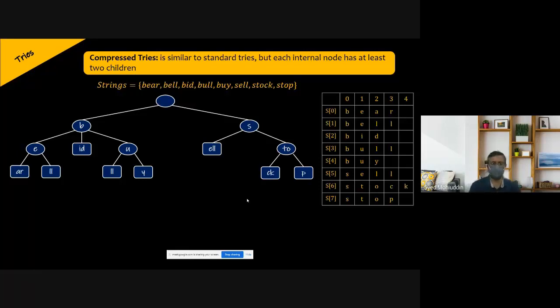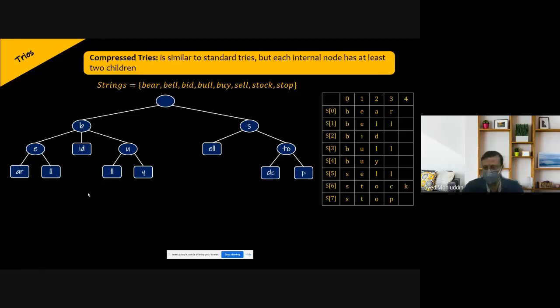Now in these compressed tries, you can observe that the nodes store multiple alphabets or letters. Now this can further be made efficient by using numbers or indices here, so that instead of labeling the nodes with letters or sequences of letters, we can label them with integers or indices.